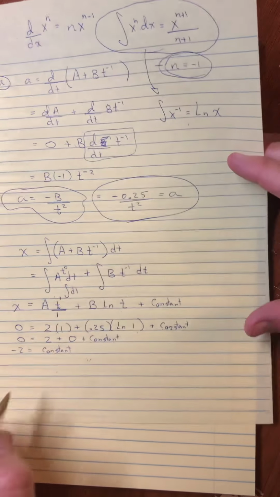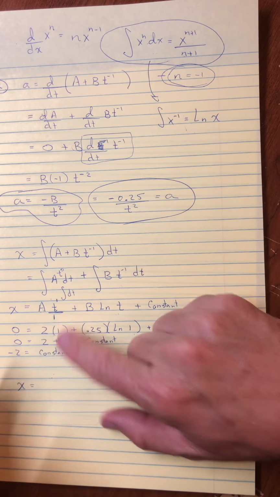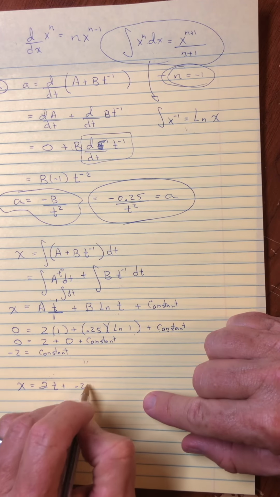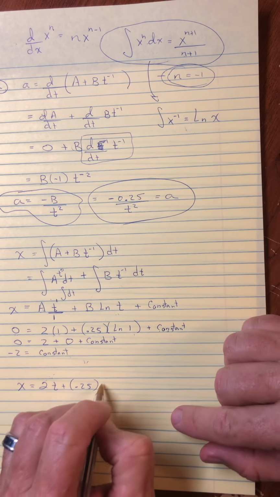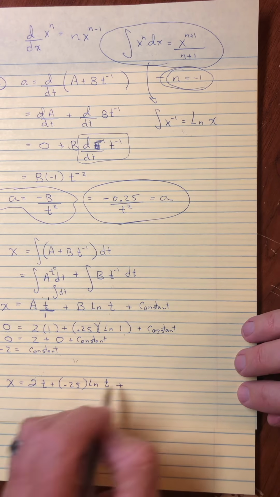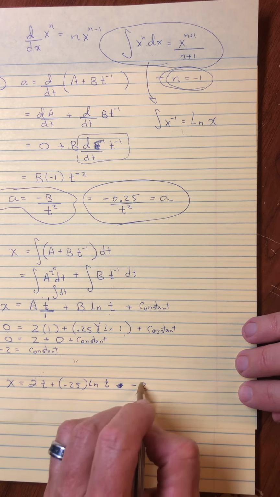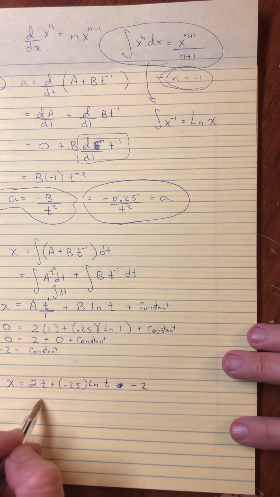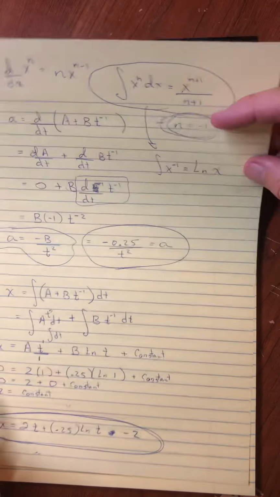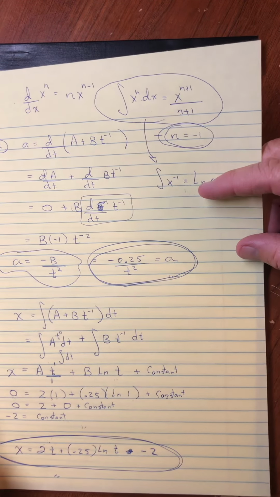But let me finish this by saying I have the equation because it would be a times t, so that's 2t, plus 0.25 natural log of t, plus the negative 2. Why don't I just say negative 2 like that? So this here is the equation for position, and as we did earlier, this is the equation for the acceleration.